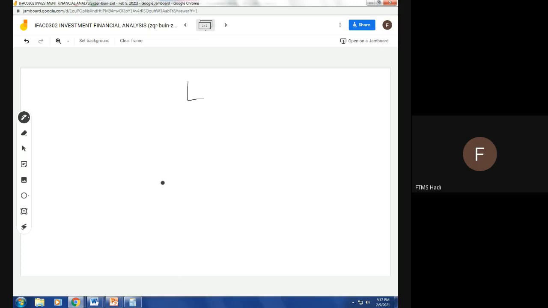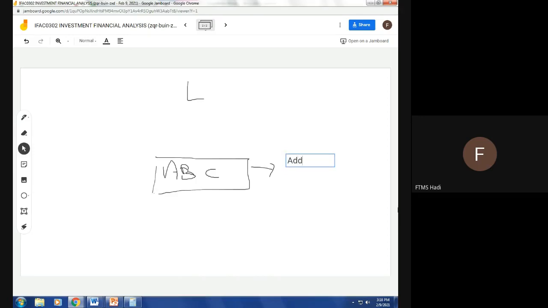Okay, as far as liability is concerned, let's say again, ABC company. There are two situations. Let's say, add loan. Okay, the second situation is payback loan. Okay, logically, if you apply or add loan, let's say for example, currently you have 20,000 loan.